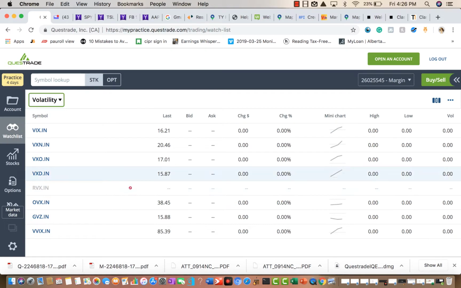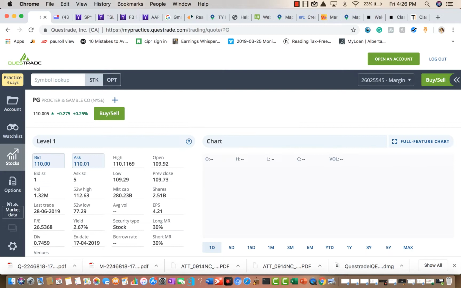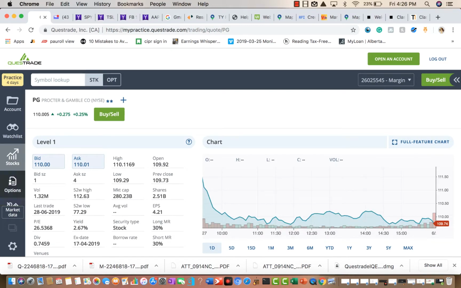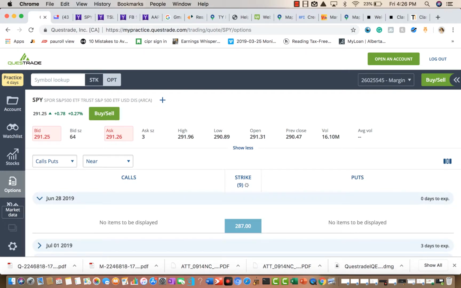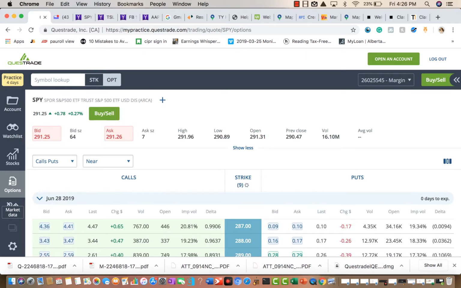They have volatility. VIX. You can actually see the VIX right here. Yeah, so I guess that's pretty much it, you guys, for this. Oh wait, there's another one that I want to show you guys. I also want to show you guys the option chain.